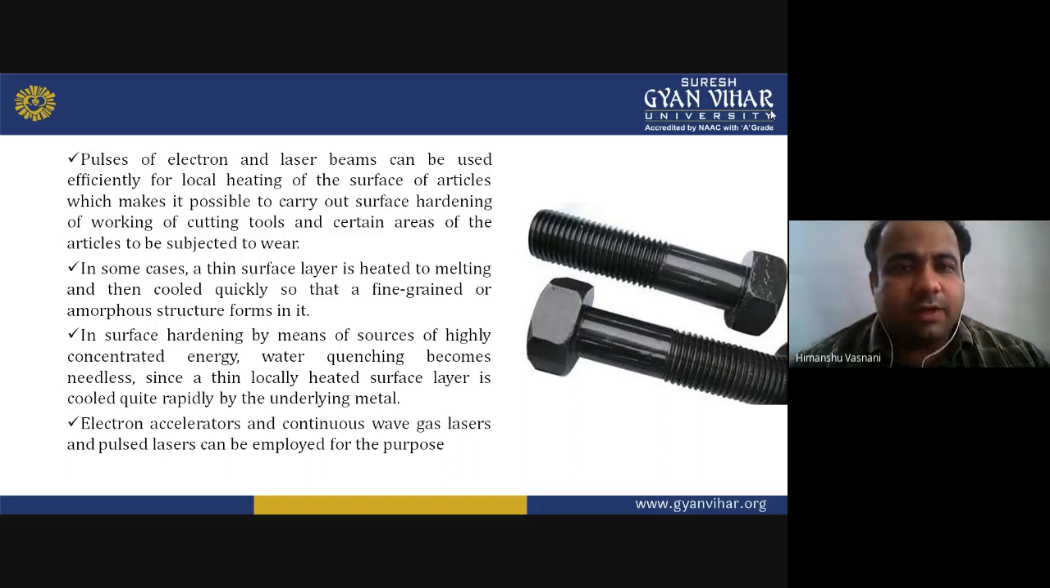Okay, you will understand this: in some cases a thin surface layer is heated to melting and then cooled quickly so that a fine-grained or amorphous structure forms in it. So here we have to be careful.